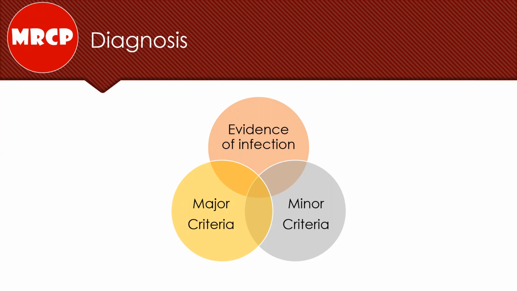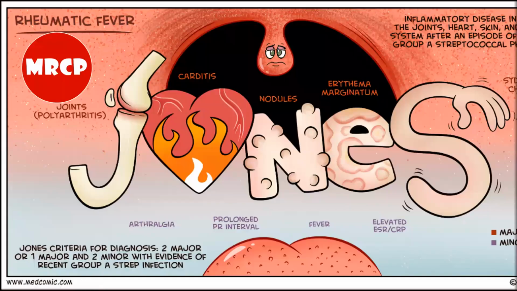Okay, but you have to remember that sometimes some people misunderstand the Jones criteria and depend basically on major criteria and minor criteria alone. This is not correct. You have basically to have evidence of infection, and then you will look for major criteria or minor criteria in order to diagnose using Jones criteria.